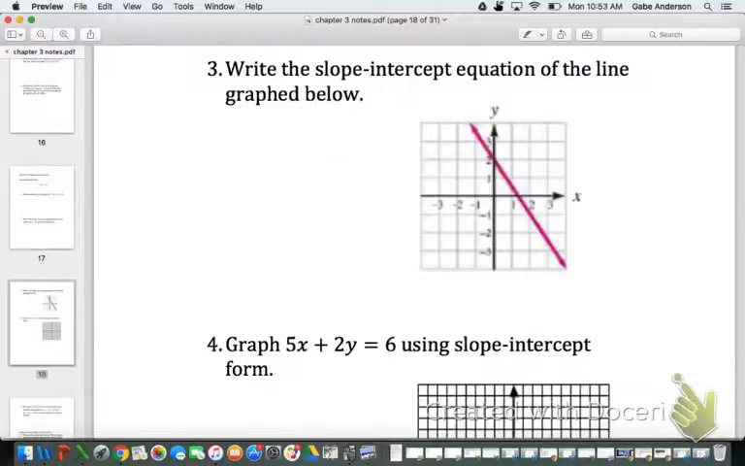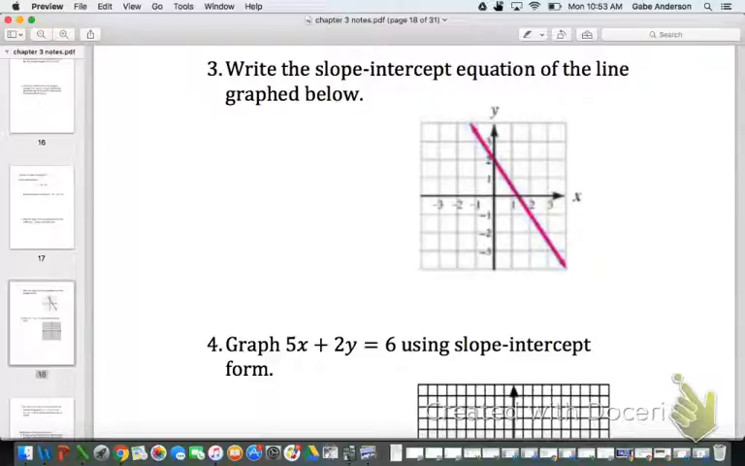Okay, moving on to number 3. Number 3 says, write the slope-intercept equation of the line graphed below. Obviously you can see that red line going through there. This is a little different than what we just had. This one gives you the same information, really, just in a different format. So take a minute. We're trying to look for the slope-intercept equation of the line.